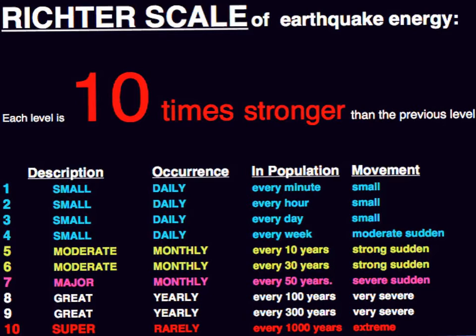Okay, so 10 times more energy, for example, from 4 to 5, is where you go from a moderate amount of movement to a really strong movement. And as you get even more, that gets severe. Okay, so more energy, more movement, and that's going to cause a lot of damage.